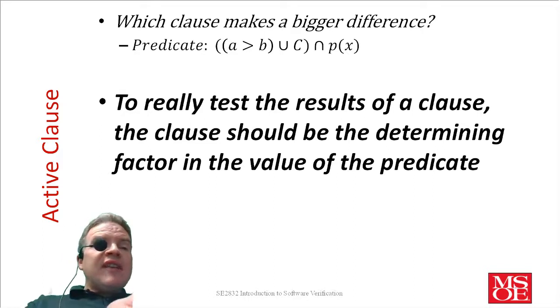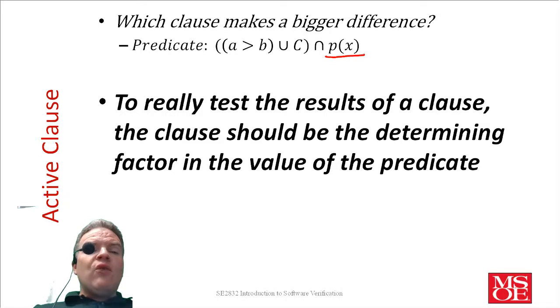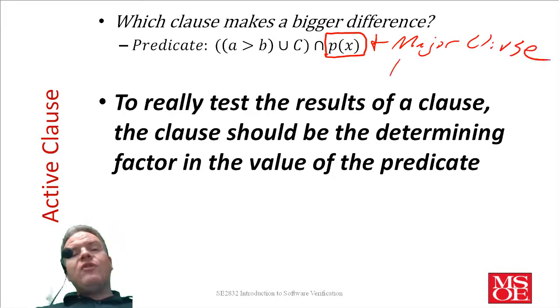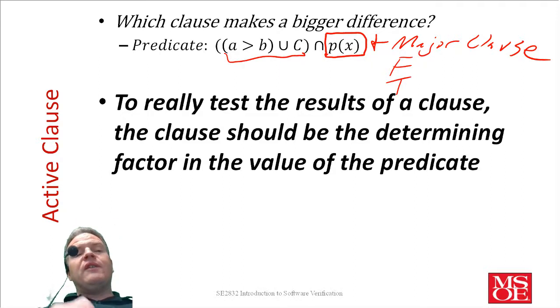So really, to test the outcome of a clause, the clause should be determining the factor in the value of the predicate. So with this, we see, or if we select P sub x as a major clause, we see that there's one set of outcomes with its false, where it really doesn't matter what the other outcomes are. And then we see that if it's true, it does matter what's going on in these other clauses. That really helps us when we're starting to hone in on how we want to approach testing.